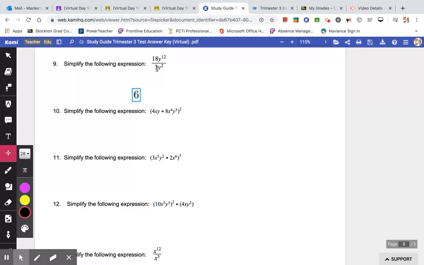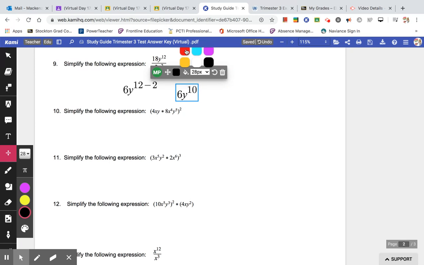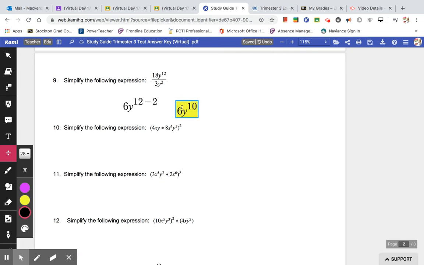Then just like with multiplying monomials, we keep the base. But now, instead of adding the exponents, because we're using division, we're actually going to subtract the exponents. So this will be 12 minus 2. So that's almost simplified, but we do know how to simplify the 12 minus 2. So we keep the 6, keep the y, 12 minus 2 is 10. So this will actually be your final answer for number 9. Again, the 6 comes from 18 divided by 3. The 10 comes from doing 12 minus 2.